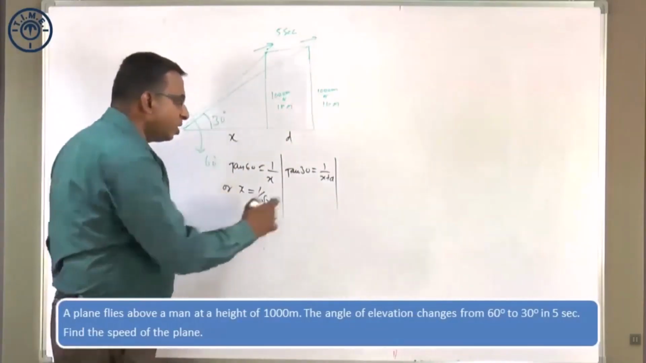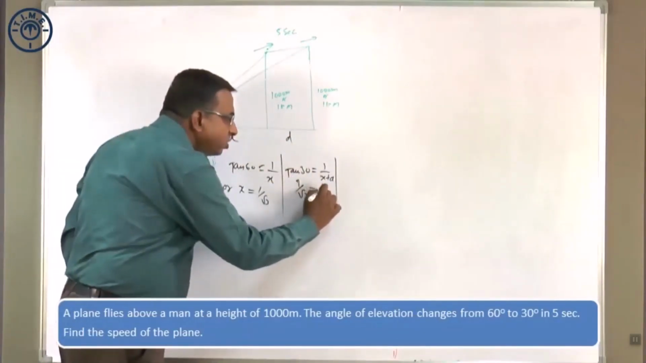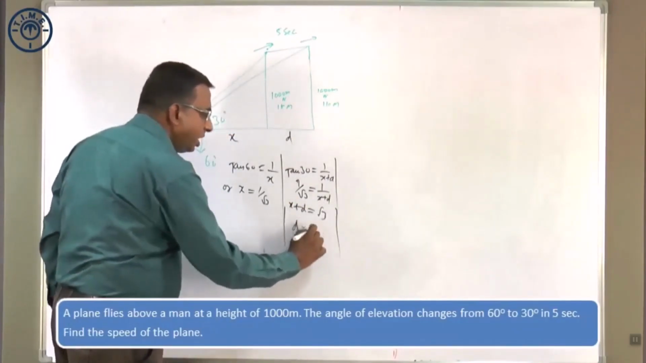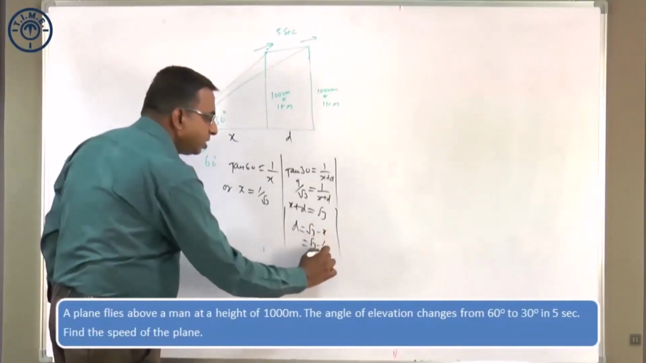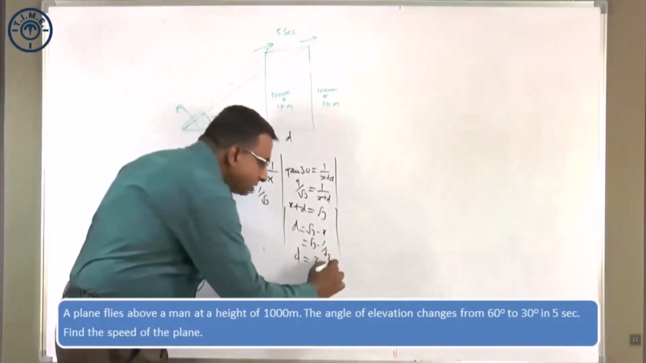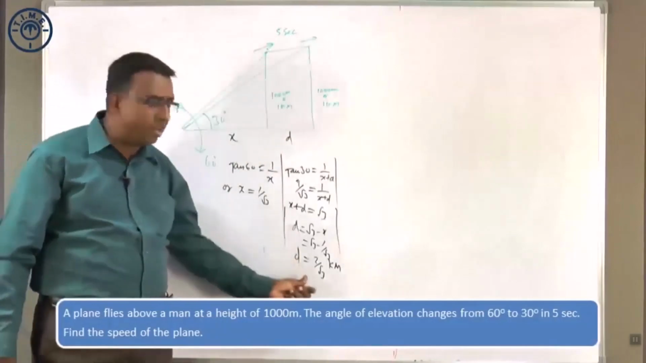Let us find this distance. Already we got x as 1 by root 3. So tan 30 is 1 by root 3. Let me write it for you. Tan 30 is 1 by root 3 is x plus d. Or x plus d is root 3. Whereby you get d as root 3 minus x. That is root 3 minus 1 by root 3. How much is this? 2 by root 3. This 2 by root 3 is in kilometers. That is, in 5 seconds, it is able to cover 2 by root 3 kilometers.